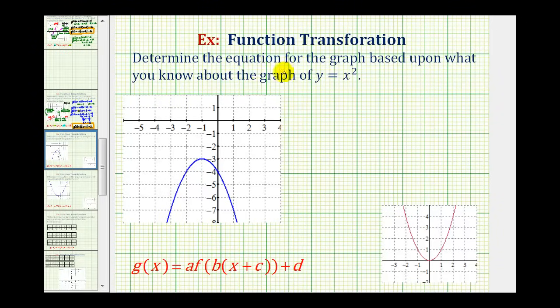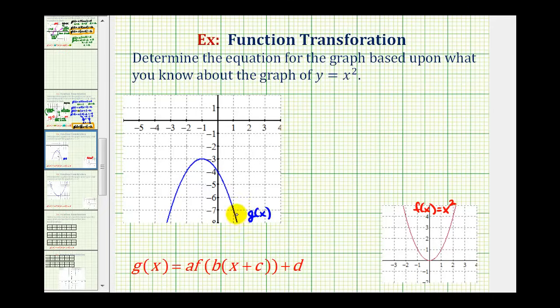We want to determine the equation for the graph in blue based upon what we know about the graph of y equals x squared provided here in red. So let's let y equals x squared be f of x. This will be f of x equals x squared. And we'll let the blue graph be g of x.